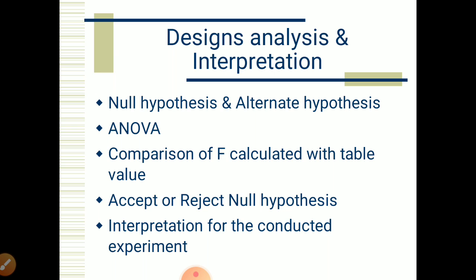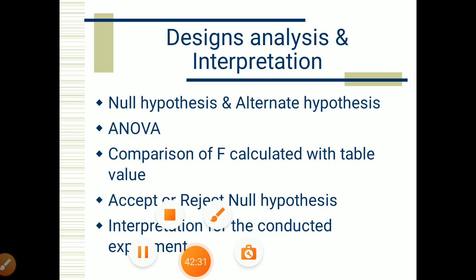If it is rejected, you can say the observed difference between the milk production potential of Hallikar and Amrut Mahal is not due to chance factors, it is due to significance. So that is the meaning with respect to analysis of variance and design of experiments. I think that is sufficient for this.